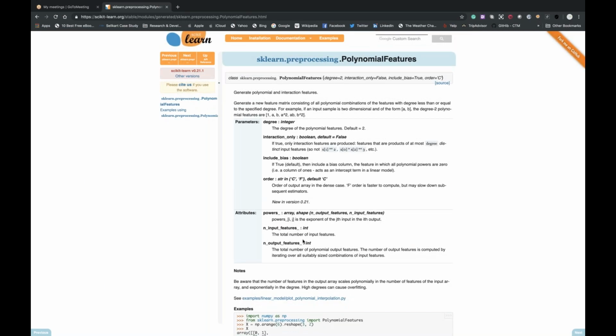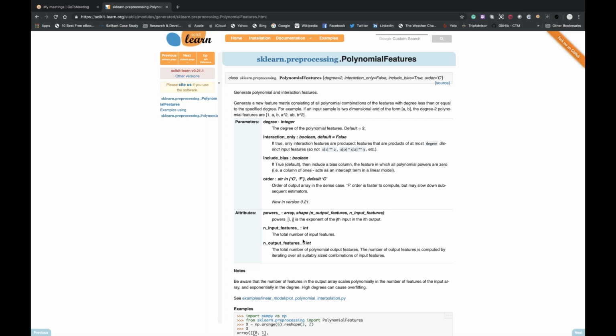So this generates polynomial and interaction features. Generate a new feature matrix consisting of all polynomial combinations of the features with degree less than or equal to the specified degree. Now, what is the degree? The degree is nothing but the existing features are modified to new weights. Those new weights are treated as new features. That is what it is.